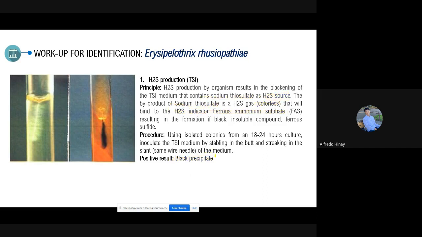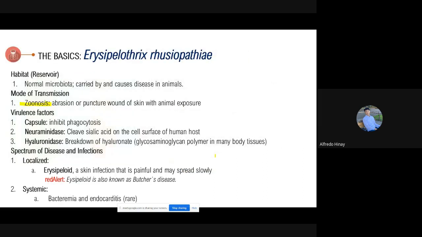So for the characteristic of Erysipelothrix rhusiopathiae, class, they are actually part of the normal flora of animals. They are also carried by and cause diseases in animals. Okay, and that's the reason why, class, they are zoonotic. So with the animal exposure, class, usually with fish naman ito, class. Kagaya ng mga nasa palengke, nagkakaroon tayo ng Erysipelothrix rhusiopathiae infection. And we call that one, class, erysipeloid.